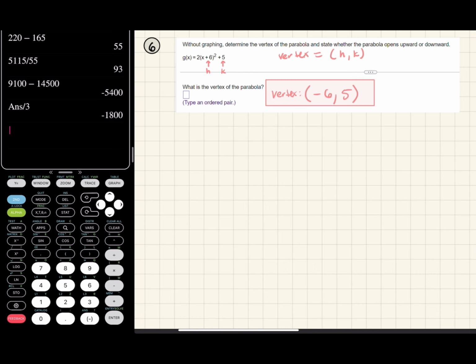Now, does it open up or down? All you need to do to find that is look in the very front. Is there a negative sign here? No, there's not, which means it's going to be a happy face, or in other words, it opens upward. If there was a negative in front of that, then it would open downwards and be a frowning face.